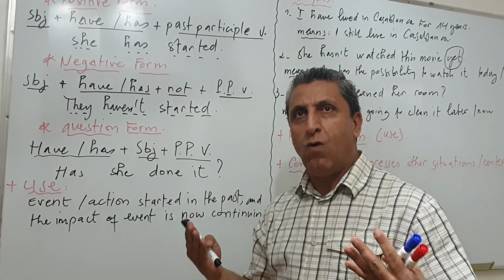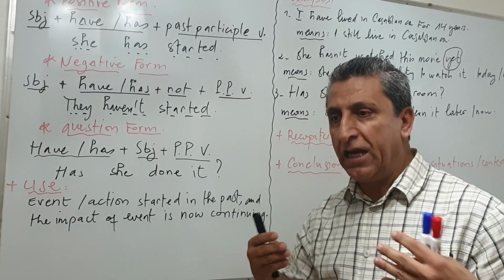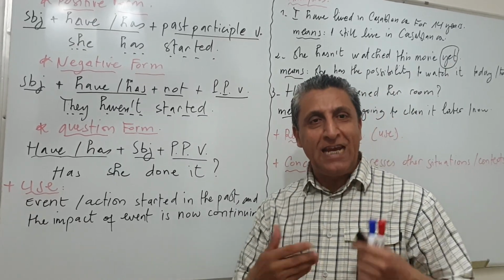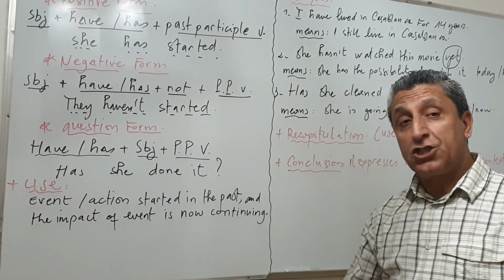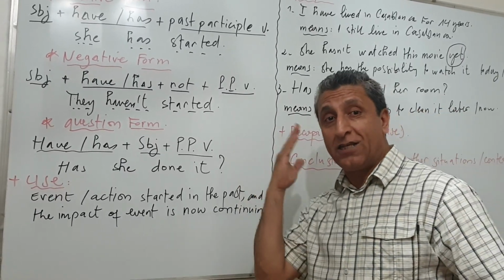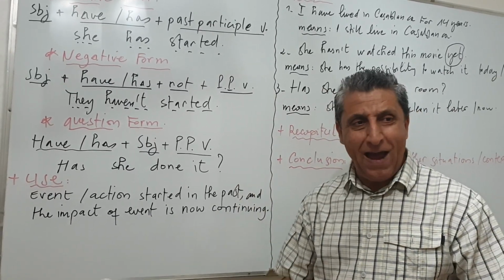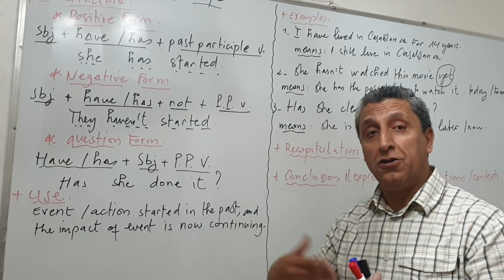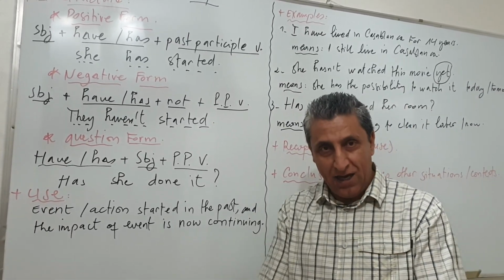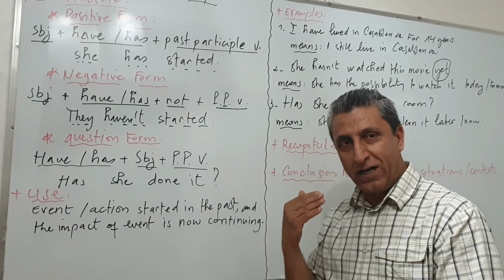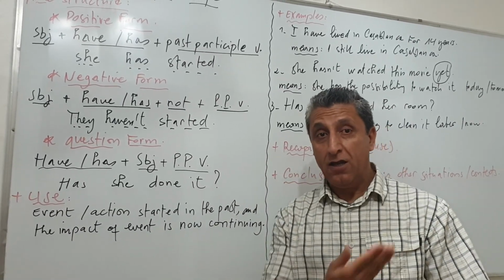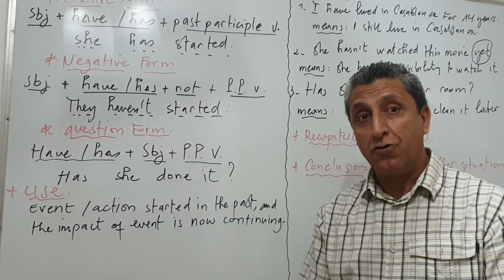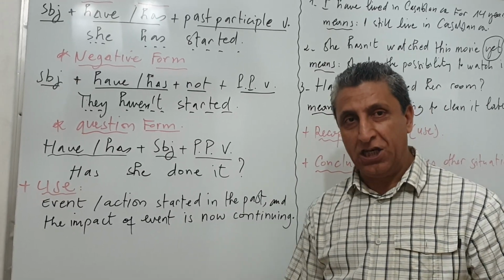Means why we use the present perfect simple in the English language. Well, actually, we use it to talk about an event or an action that started in the past. Okay, so it started in the past, and the impact of this event or action is now continuing. We still have this impact now, so it didn't finish. So it's an action or event that happened in the past, and the consequences or the impact is now continuing.